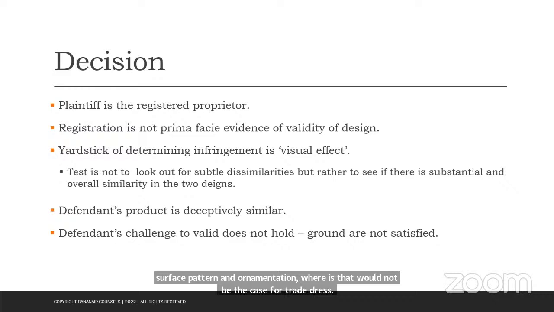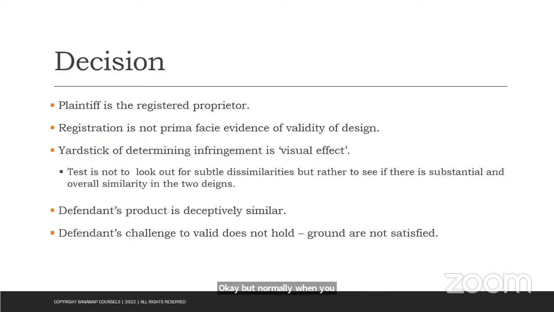Okay, but normally when you claim rights with respect to trade dress, you would be claiming the trade dress with respect to the entire product, right? And that includes even the shape and configuration. So am I right in understanding that shape and configuration that forms part of the design registration would also be included when you do a product-to-product comparison for passing off of trade dress?